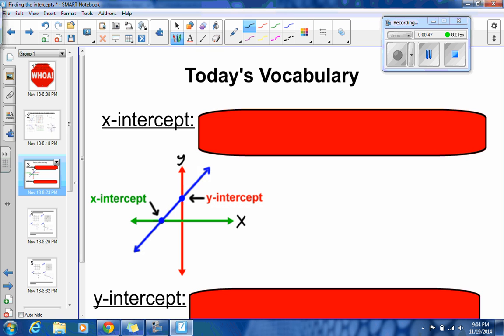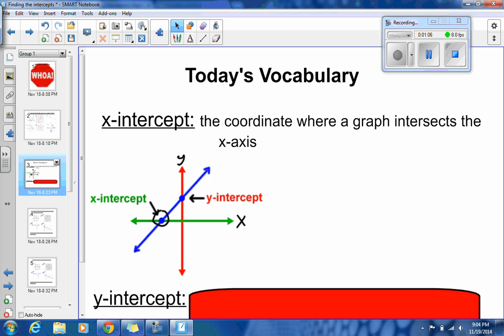So if we're looking for the x-intercept, the word intercept kind of means where it crosses. So that's right here. It's where it crosses the x-axis. It's where the graph of that line crosses the x-axis, and that's exactly what our definition here is. So it says the coordinate where a graph intersects the x-axis. So wherever your graph is, wherever it intersects the x-axis, that is called the x-intercept.